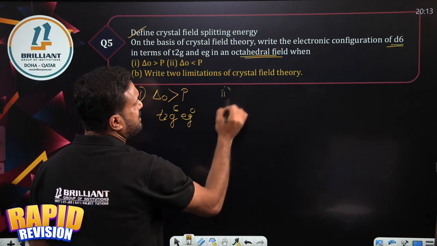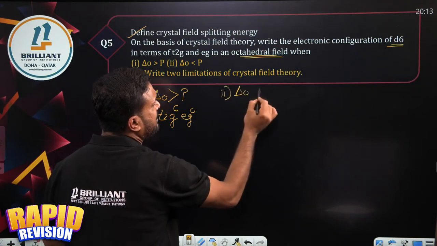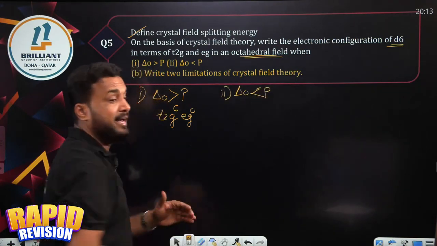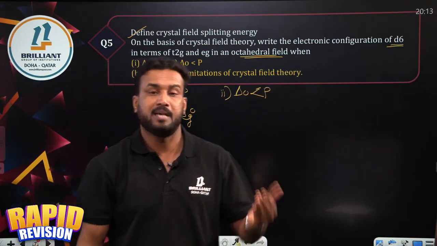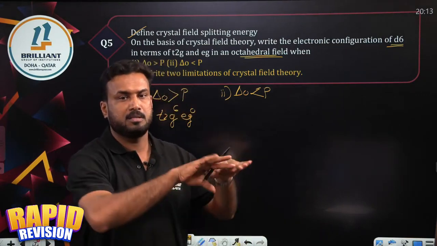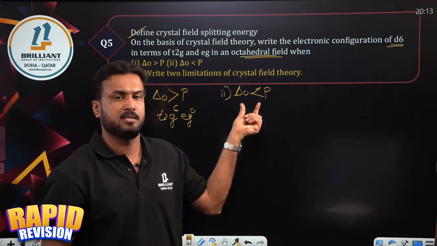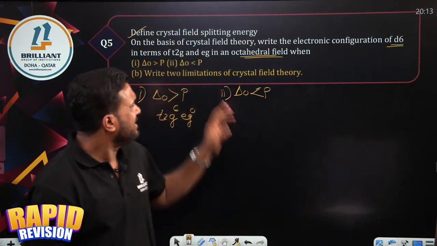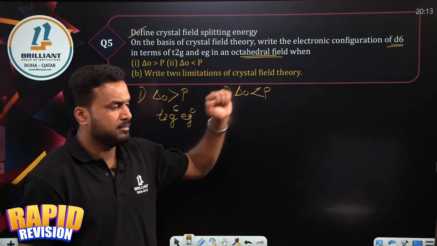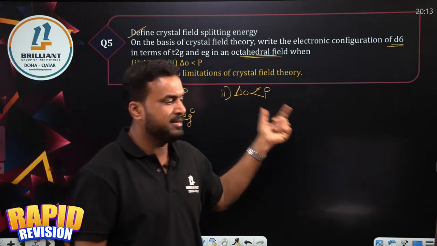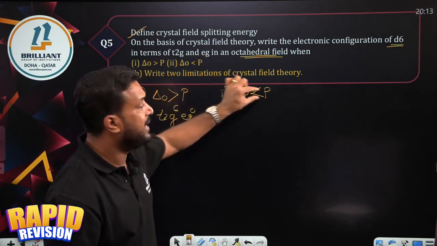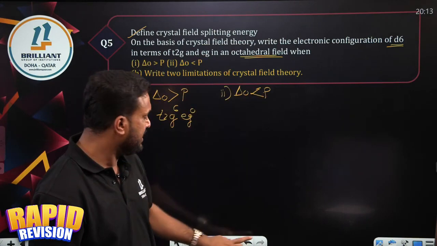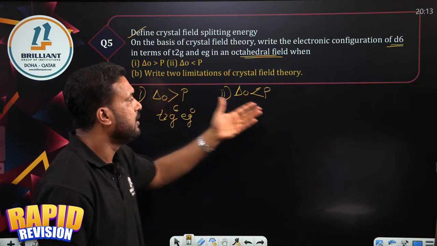What about the second one? The second condition is the opposite. Delta O less than P means the pairing energy is much more than the energy produced by octahedral splitting. Here there is no need to consider any strong field or weak field ligand, because they are giving the condition. Pairing energy is more here, which means more energy is required for pairing up.